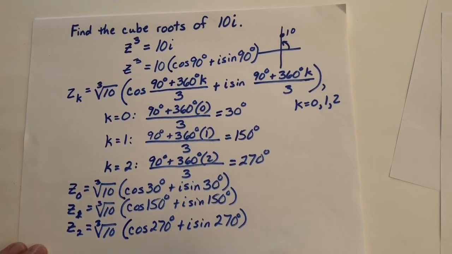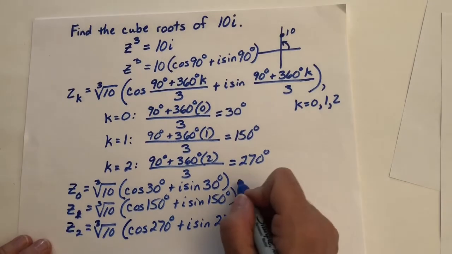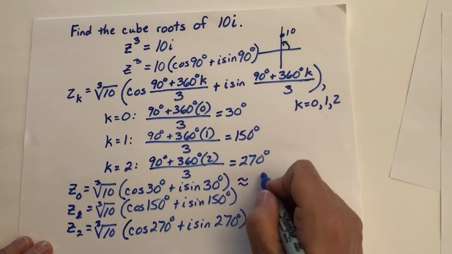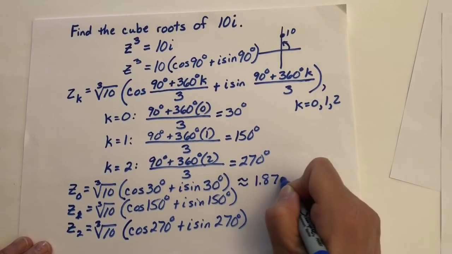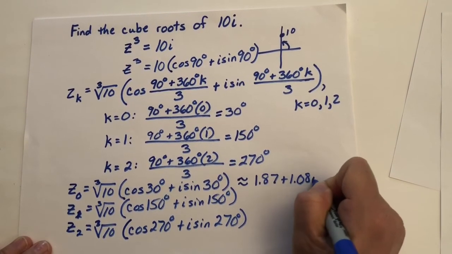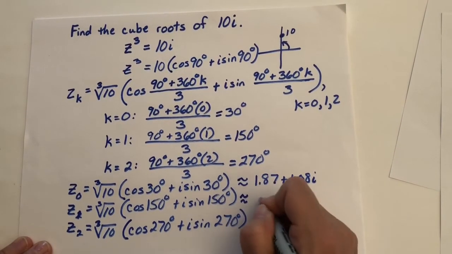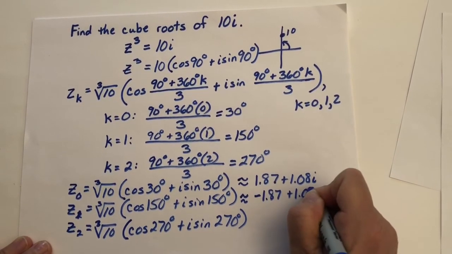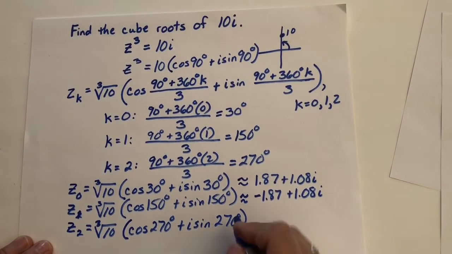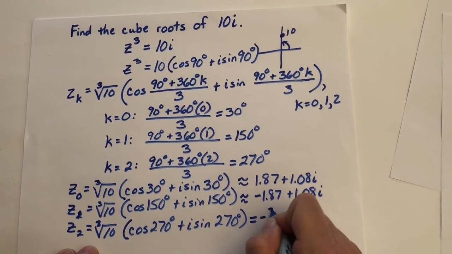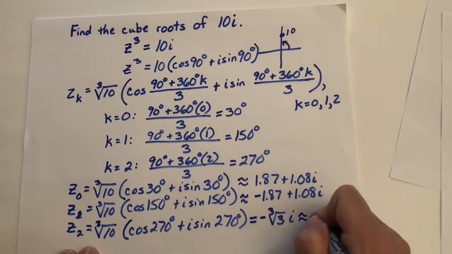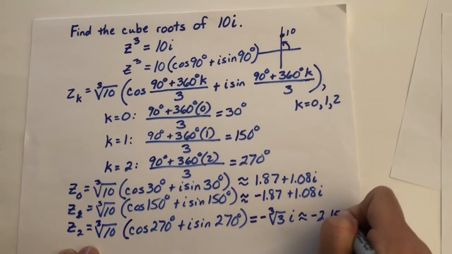If you use your calculator to find values, I've already done the calculations. Let me just tell you what they are. This first one, you will have 1.87 plus 1.08i. Our second one will be negative 1.87 plus 1.08i. And the third one, you could find is exactly equal to negative cube root of 3 times i. I'm just pointing that out. But as a decimal, it is negative 2.15i.